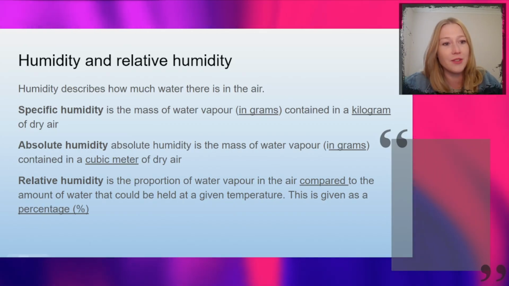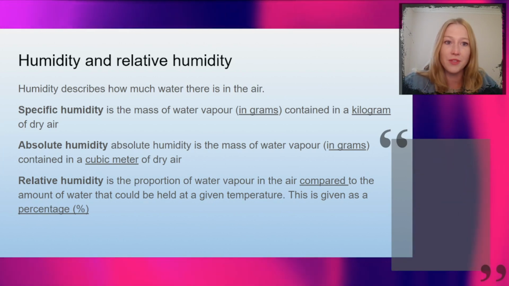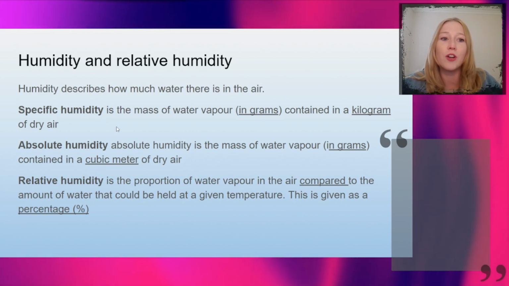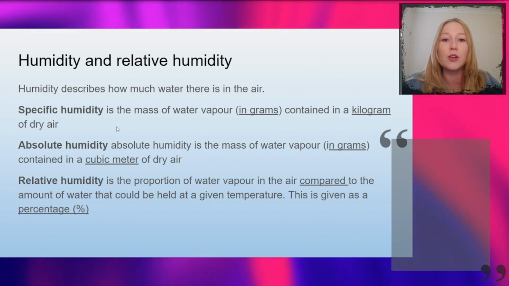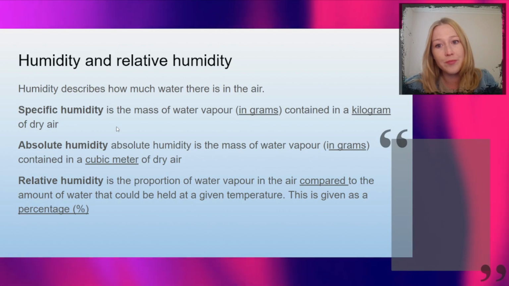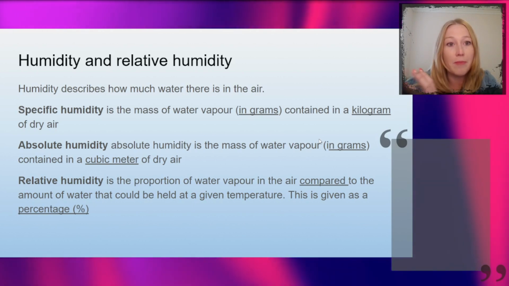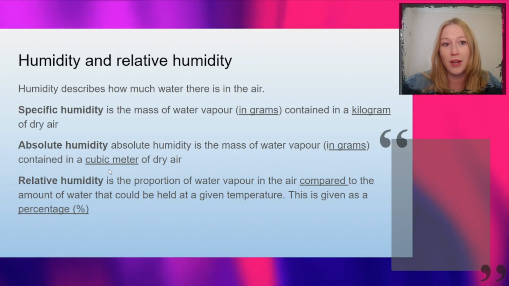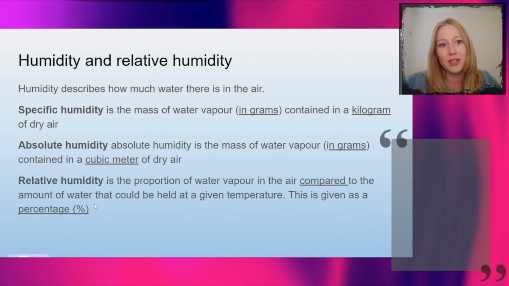Humidity basically just tells us how much water is in the atmosphere, and how much water the atmosphere can hold depends on the temperature of the air. We have different ways of measuring humidity. We have specific humidity, which looks at the weight of the water compared to the weight of the dry air. We also have absolute humidity, which looks at the mass of the water compared to the volume of the dry air. But the one that we use most frequently is relative humidity.